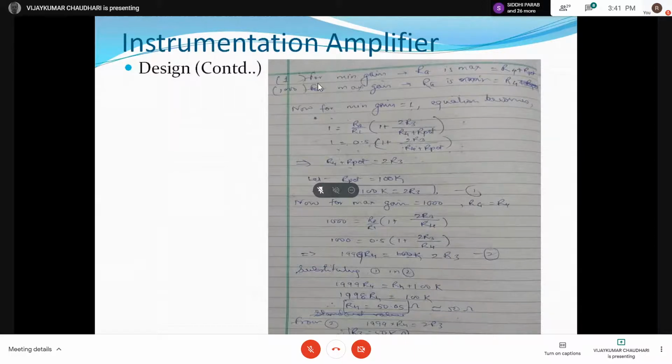Okay, so let's put the value for minimum gain then. Because we have A1 into A2, where A2 is the second stage gain and this is the first stage gain. So minimum gain is 1. 1 is equal to R2 by R1, that we have considered already as 0.5, times 1 plus 2R3 divided by Rg, and for minimum gain Rg should be maximum, R4 plus the full value. So simplifying this, after the calculations, 2R3 is equal to R4 plus the potentiometer value. This is the expression we get.